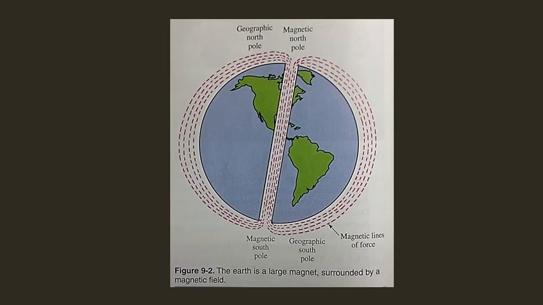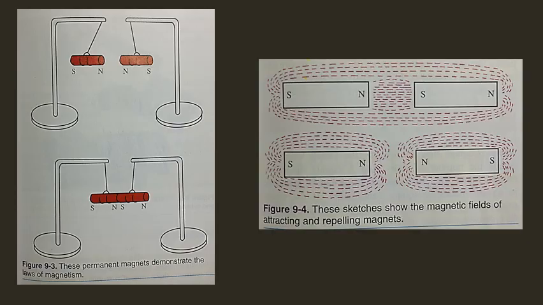Laws of magnetism. The power of a magnet to attract iron has already been discussed. In figure 9-3, two bar magnets have been hung in wire saddles, free to turn. Notice that when the north pole of one magnet is close to the south pole of the other, an attractive force brings the two magnets together.